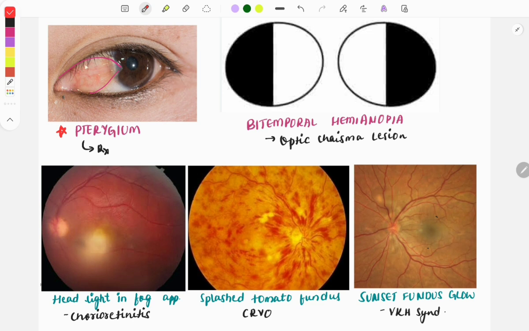Then the next image, it is an image of the bitemporal hemianopia, which is seen in the optic chiasmatic lesion. तो ये जो है pathway है, light pathway, ठीक है, optic nerve जहाँ से travel होता है eyeball से, और वहाँ पर optic chiasma पे जब भी कोई damage होगी, then we can see this bitemporal hemianopia, both temporal vision is lost. और इसका एक most common cause है pituitary tumor.